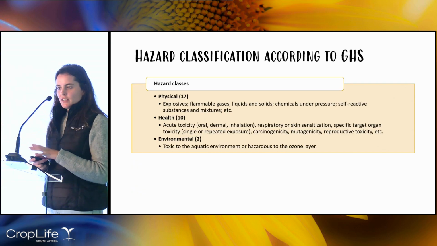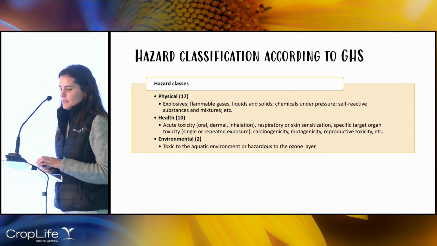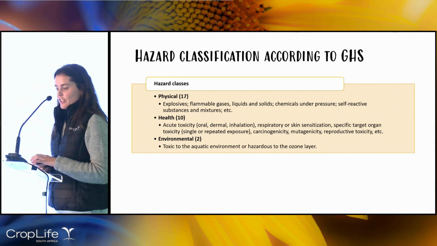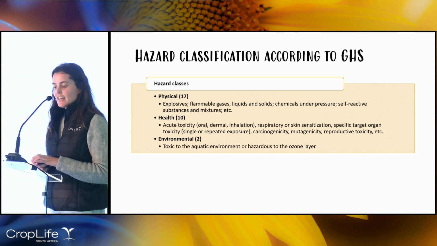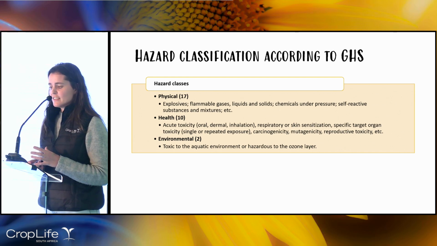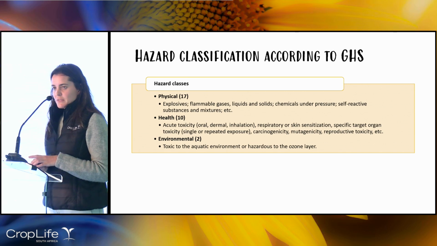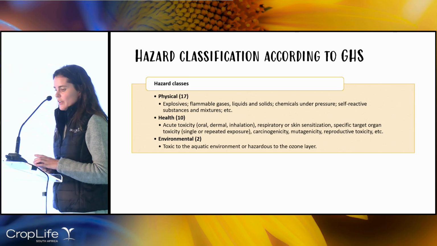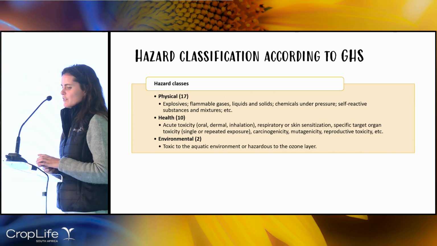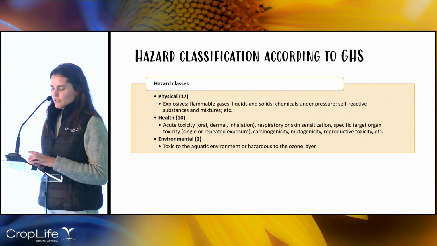So similar to what I showed in the previous presentation, just to show you what the GHS covers. We have 3 main hazard classes: physical hazards, health hazards, and environmental hazards. And you see for physical hazards, it's like explosive, flammable gases, liquids and solids, chemicals under pressure, self-reactive substances and mixtures. Usually for agricultural remedies, we don't see a lot of physical hazards, maybe flammable liquids also.